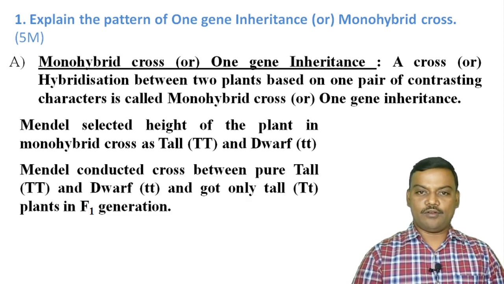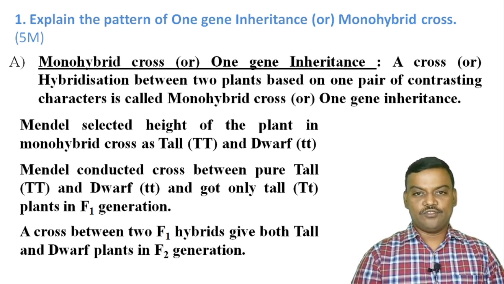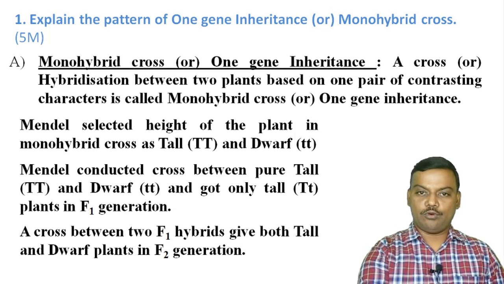Mendel conducted a cross between a pure tall plant, capital T, and a dwarf plant, small t, and he got only tall plants, with small t, in the F1 generation. Again, by conducting a cross between two F1 hybrids, he got both tall plants and dwarf plants in the F2 generation. So these are some of the important valid points for the monohybrid cross. Along with these points, we have to draw the flowchart for the monohybrid cross.